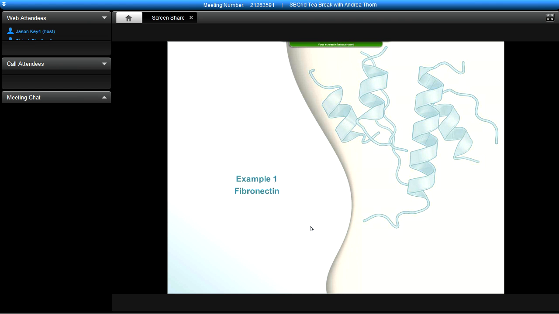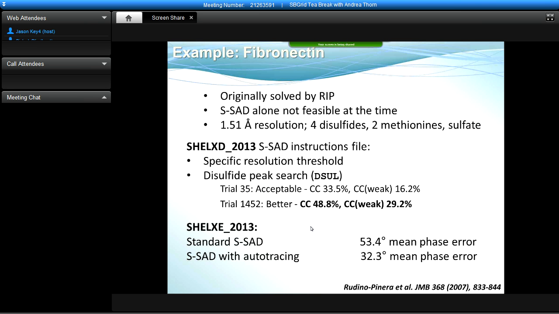I'll first give an example, and that example is fibronectin. The structure was originally solved by RIP because sulfur SAD was not feasible at the time. It has 1.51 angstrom resolution, 4 disulfides, 2 methionines, and some sulfate.